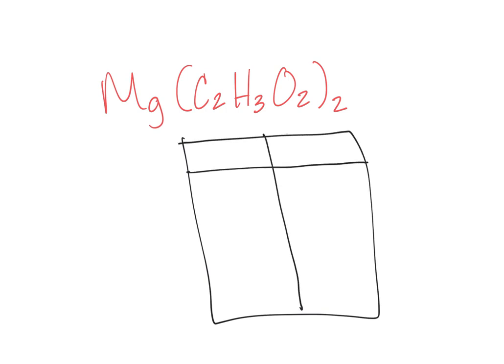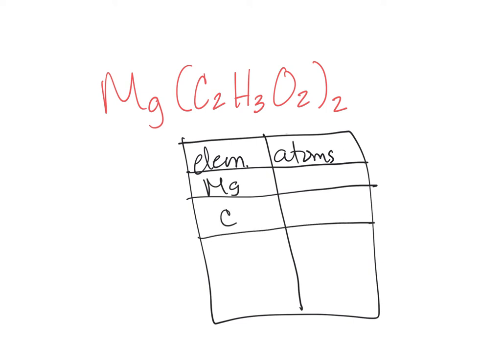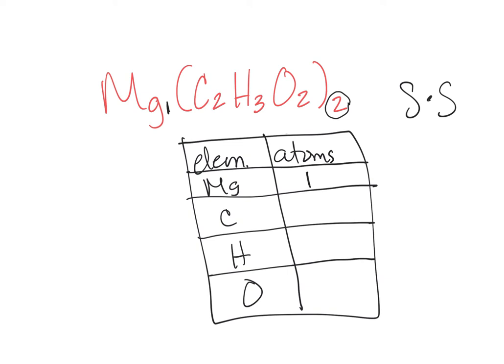I'm going to draw my dissection box. Here's my element. Here's my atoms. I'm going to do my magnesium, my carbon, my hydrogen and my oxygen. Notice my rule is still the same, subscript times subscript. Magnesium has a subscript of a 1. That 2 over here does not get multiplied by magnesium because he's outside those parentheses. So I'm just going to say I have 1 magnesium.